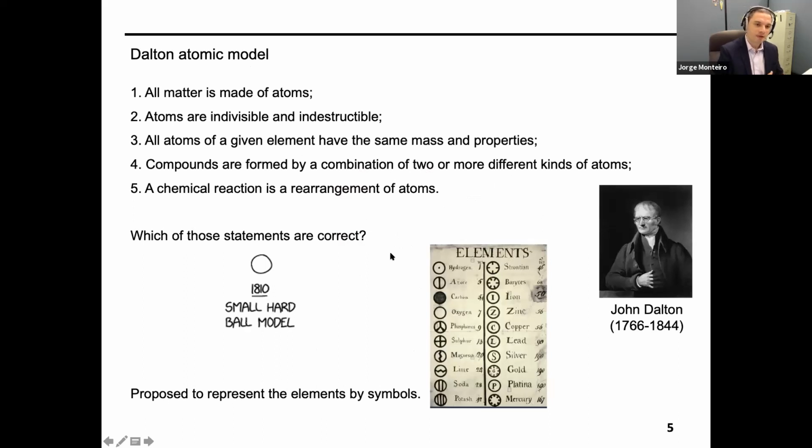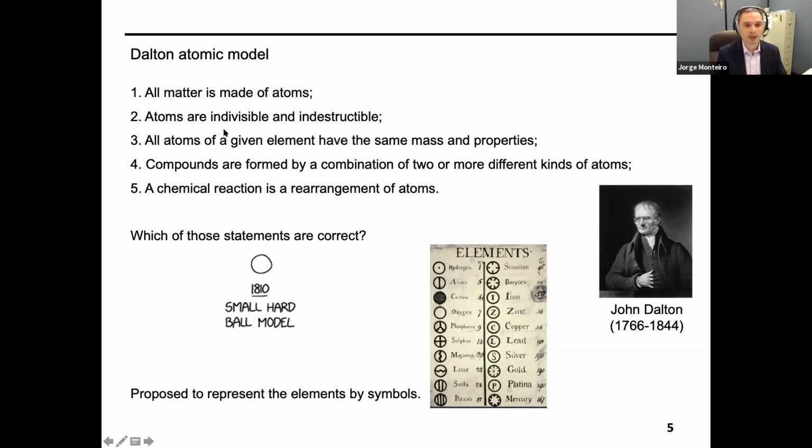Okay, so the idea of Democritus actually survived for a long time. The next important atomic model after Democritus is the Dalton atomic model. Dalton developed his atomic model in the beginning of the 19th century. For Dalton, all matter is made of atoms. So still, the Democritus concept was kind of correct.